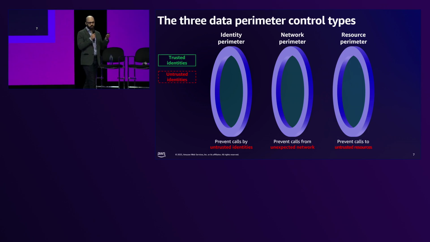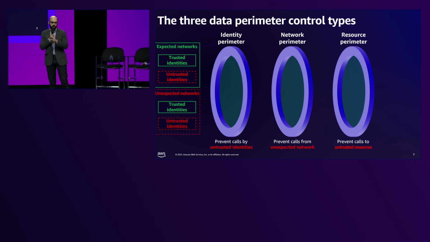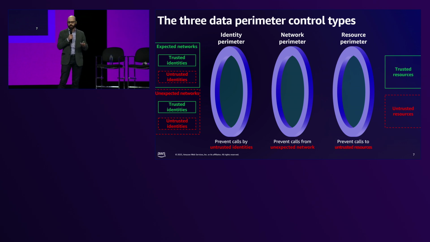Then if we need to review the different dimensions, API calls can either be performed by trusted identities or untrusted identities from expected networks or unexpected networks. And finally, they can target either a trusted resource or an untrusted resource. So let's start first by focusing on API calls against trusted resources. Your primary goal there is to help prevent unintended access to your data.